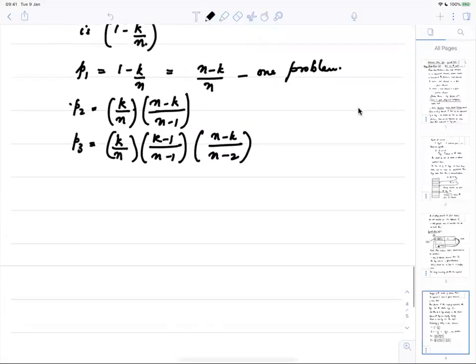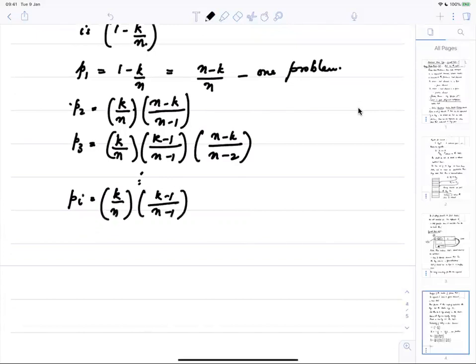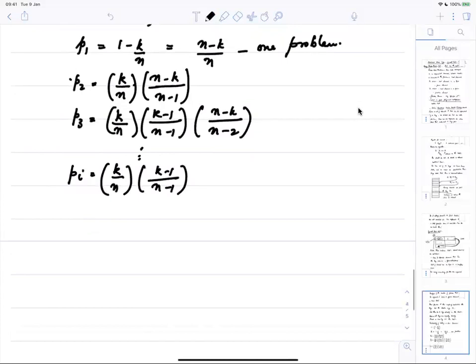Similarly, we can write Pi equal to k by n into k minus 1 by n minus 1, k minus 2 by n minus 2, and so on, and we have n minus k by n minus i plus 1. Okay.